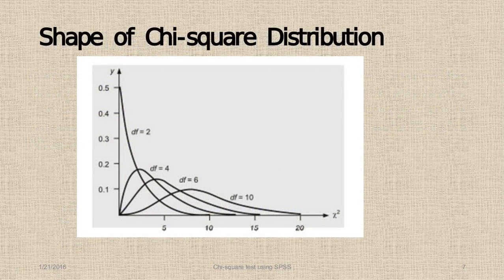Now the shape of the chi-square distribution. As told earlier, the shape of the chi-square distribution depends on the degrees of freedom. When the degrees of freedom is 2, the shape looks like this. As the degrees of freedom increases gradually, the shape becomes like this. Say for degrees of freedom 4, this is the shape. And see, as the degrees of freedom becomes larger, it becomes almost bell shaped, as it appears for the normal distribution.